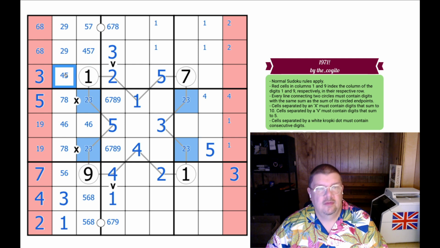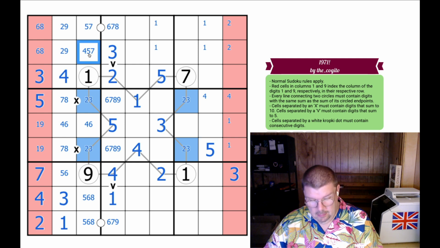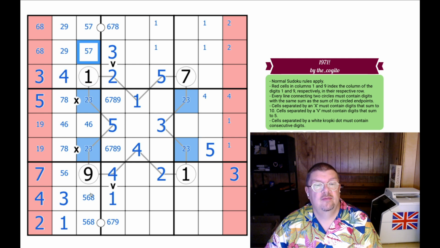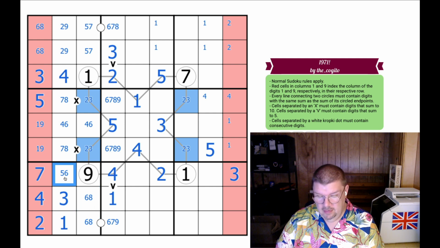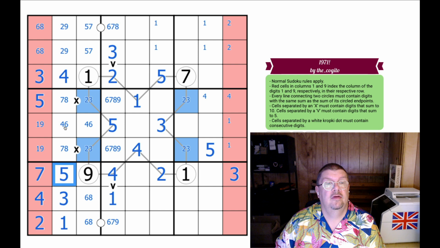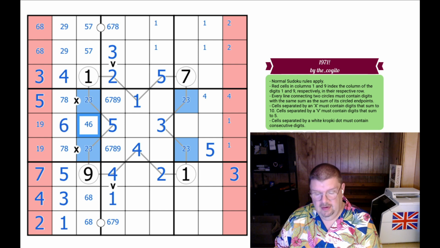That 5 makes this 4, which makes that a 5-7 pair. That's not 5. That's a 5. That 4 makes this 6 and 4.